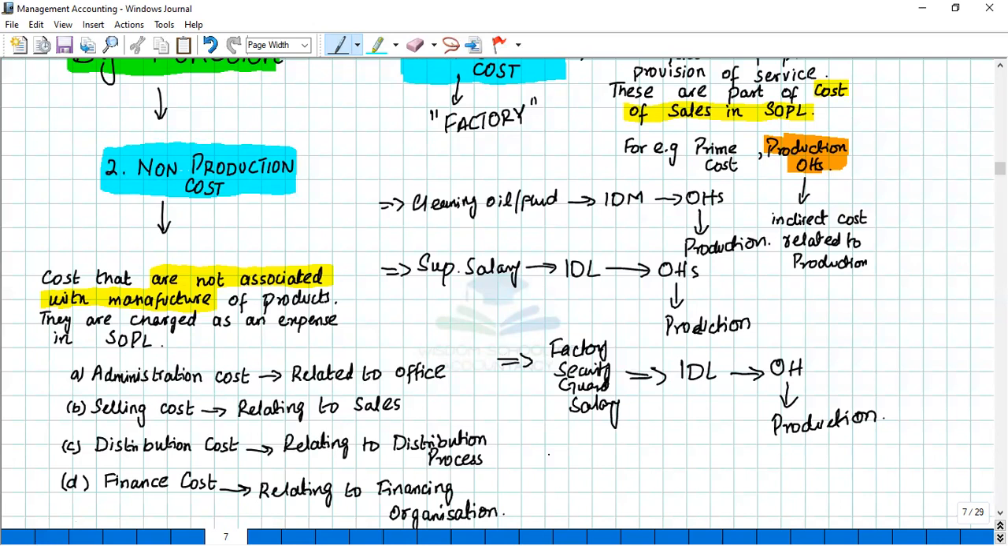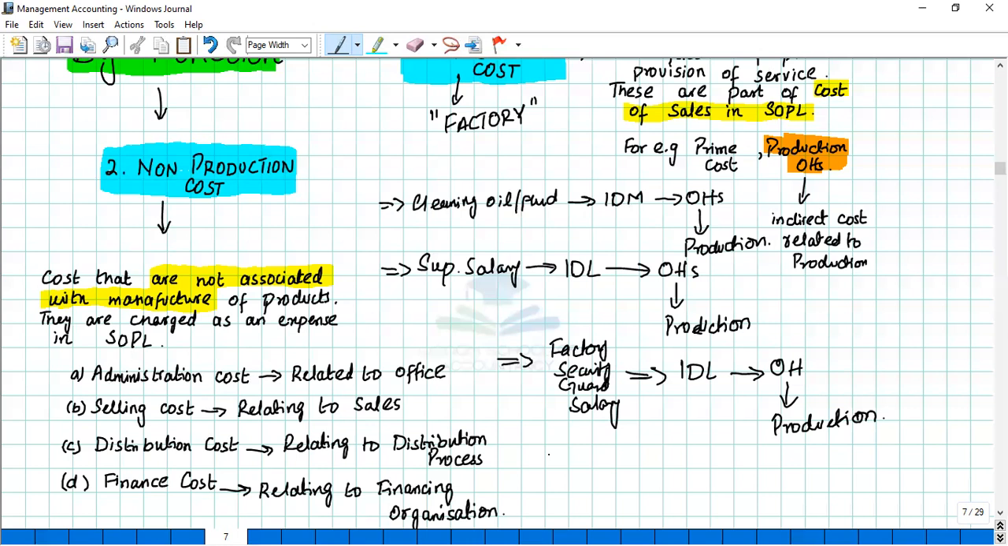Okay, so the cost of that office will be known as your administration cost, and administration cost is a non-production cost. For example, the rent of the office, the salaries of the office personnel, the heating and lighting bills that you will be paying for the office. So all the costs that are in relation to the office will be known as your admin cost, and admin costs are non-production cost.